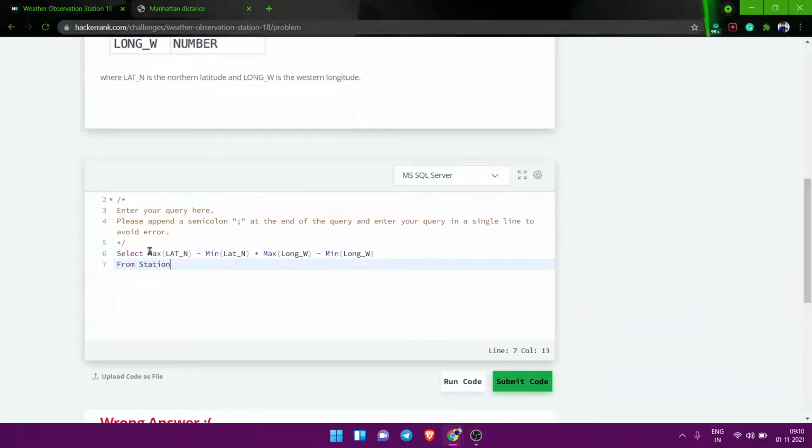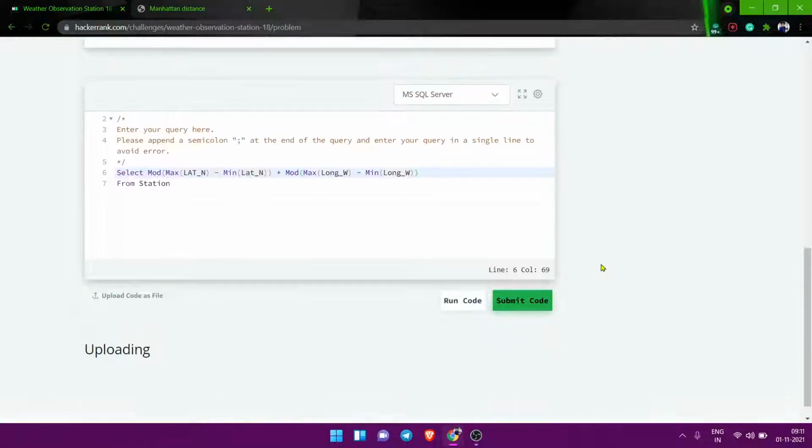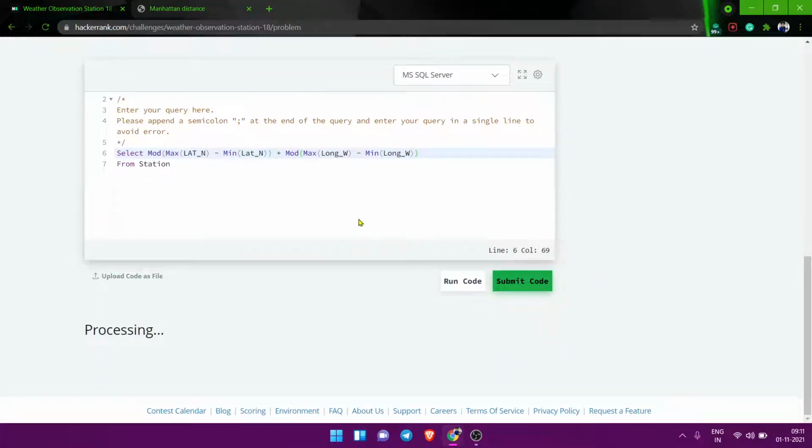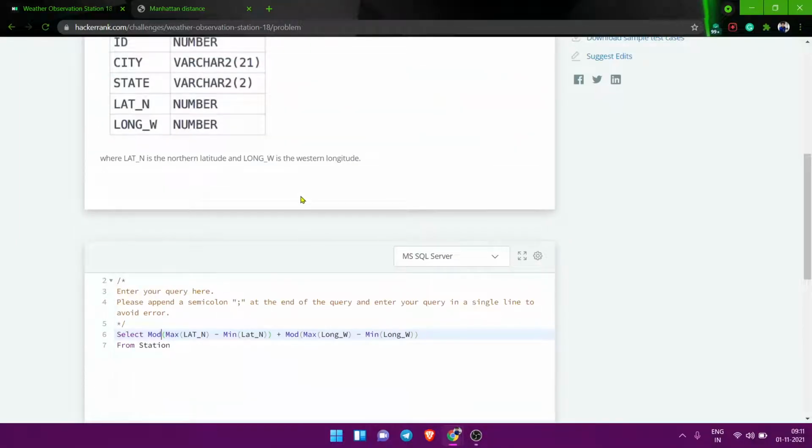Is the mod function available? It's the modulus for both. I'm not sure if that is for both. Is it modulus for both? It's for both actually. Let me run the code. Will that give the right answer? I'm not sure. Let's see. Okay, mod is not a recognized function.